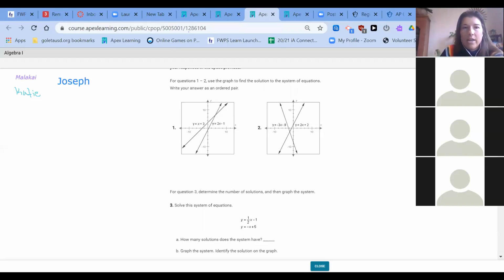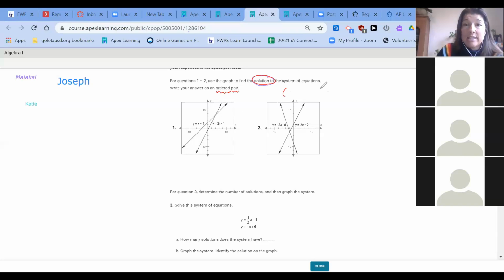Number 1 here. Use the graph to find the solution to the system of equations. So let's go ahead and do number 1. When we use the graph to find the solution, tell me again what we're looking for. What is the solution? I'll do red. Where the lines intersect. And the X and the Y coordinate that will solve both equations. Beautiful. And so we're looking for ordered pairs.